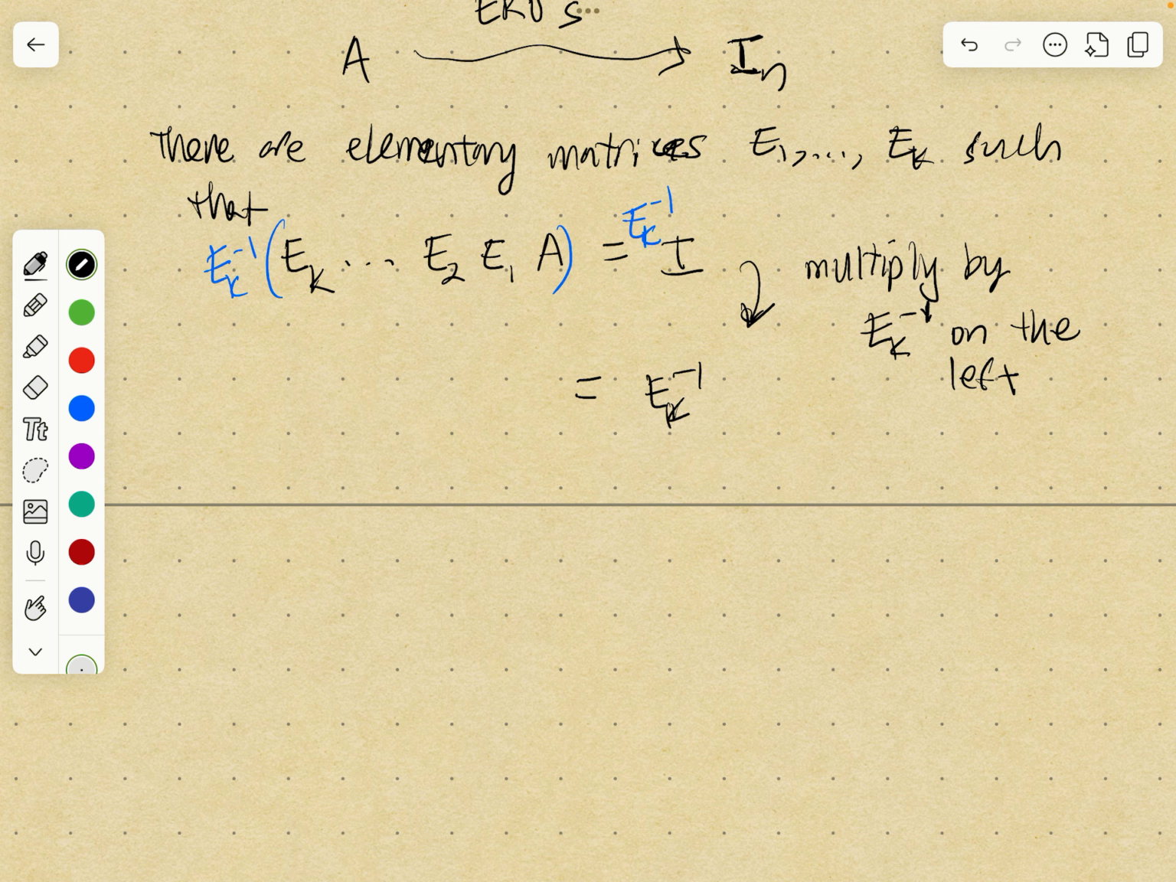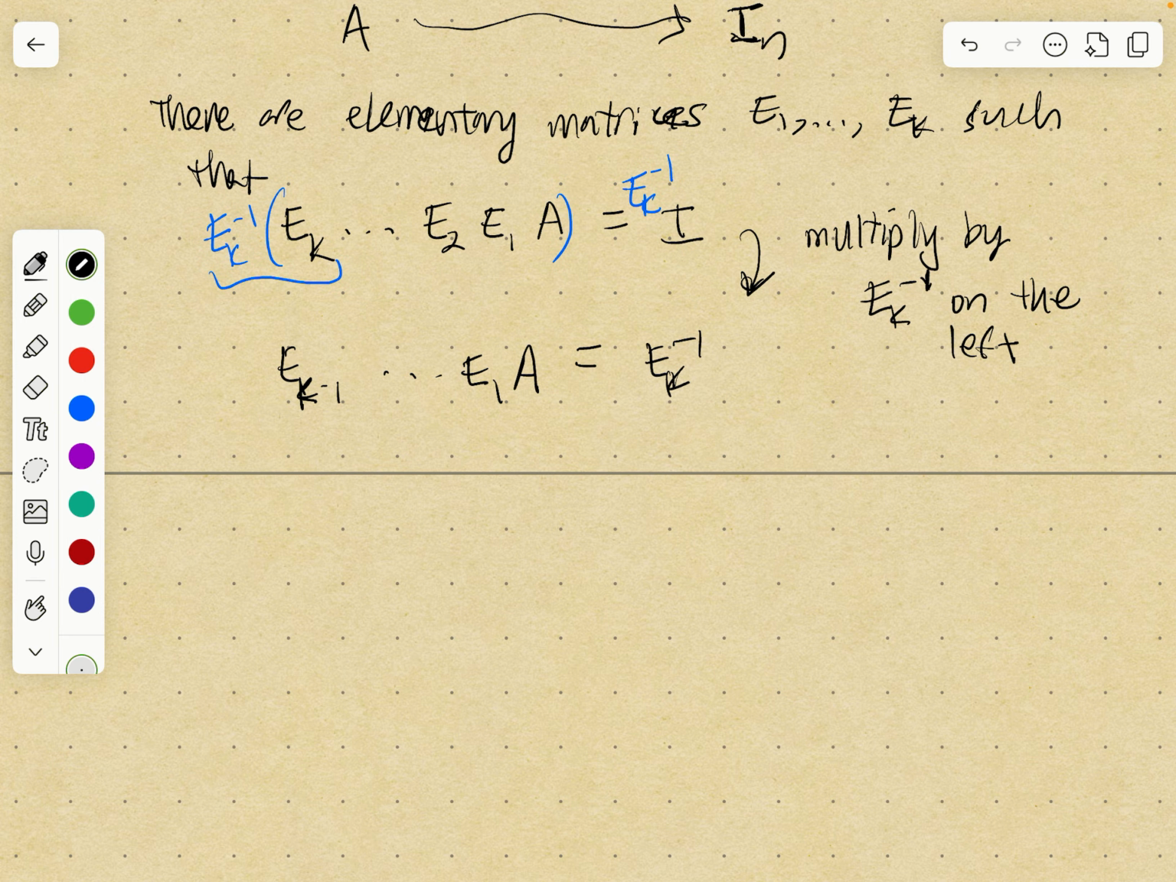And on the left, what am I going to get? Well, I have this E_K inverse times E_K, and that's the identity matrix. And when you multiply the identity matrix by a matrix, you don't change the matrix. So what I'm going to get is E_K minus 1 times E_K minus 2 all the way to E_1 A.